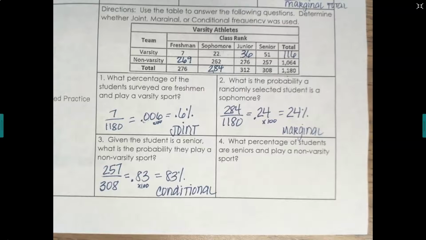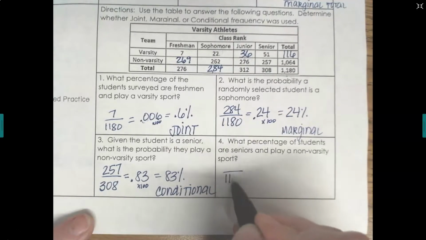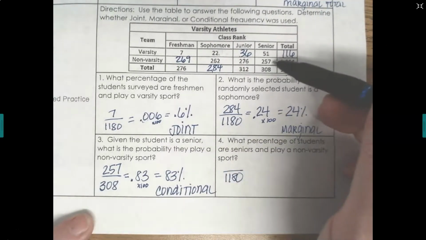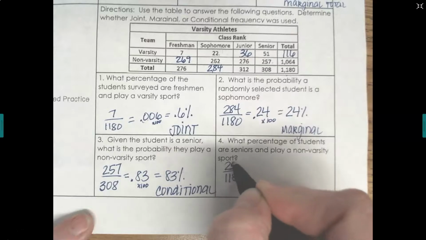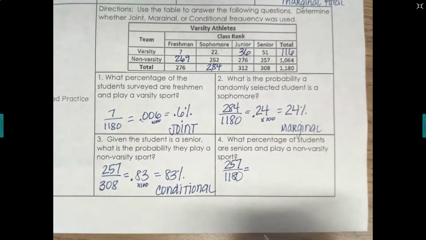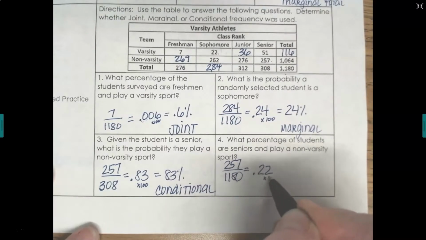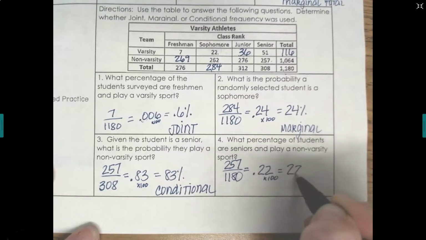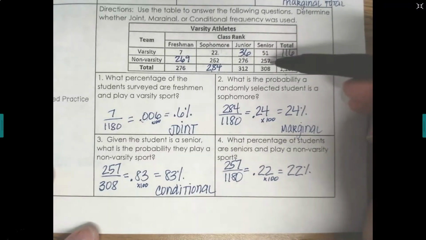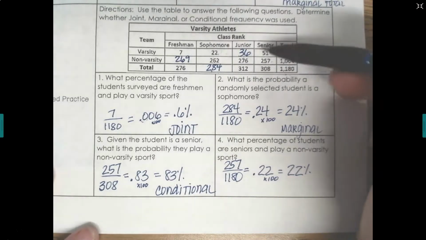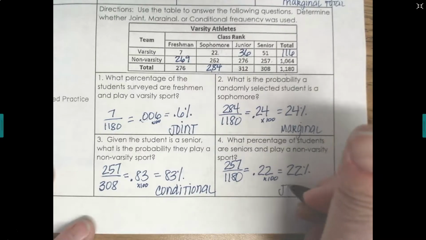All right, one last one. What percentage of students are seniors and play non-varsity sports? We're talking about seniors and non-varsity sports, but it says what percentage of students. It didn't limit us to a particular group, so it's talking about all of the students. Seniors non-varsity, we just had that number. It was 257. So 257 divided by 1,180, I got 0.22, times 100 is 22%. I got my number by taking a joint divided by the total, so this is a joint relative frequency.